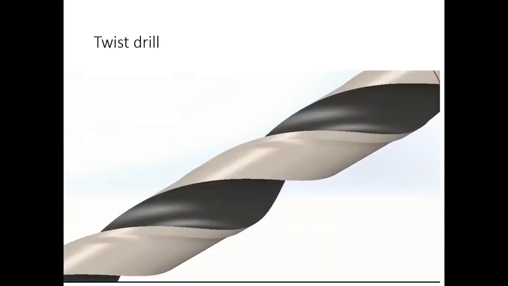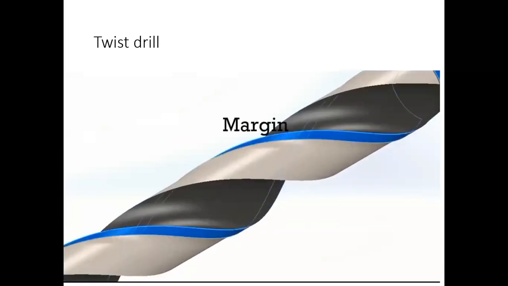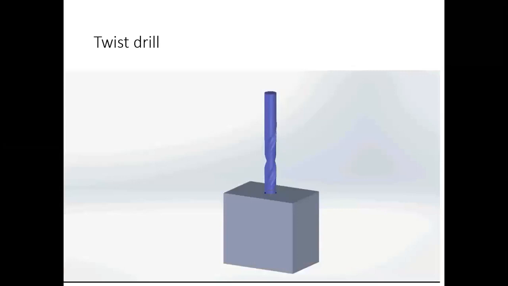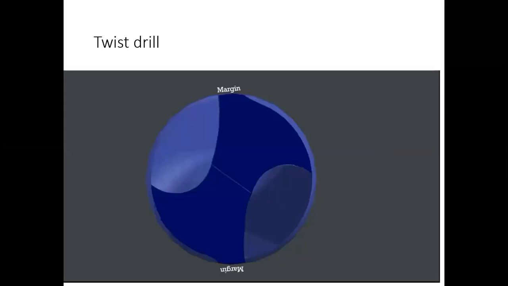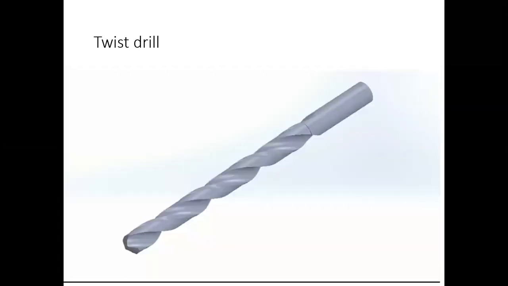There is a small raised section here called margin. This prevents jamming and rubbing of the drill and provides the actual cutting diameter. There is generally a single margin, but there could be double or triple margins for very high precision and specialized works.